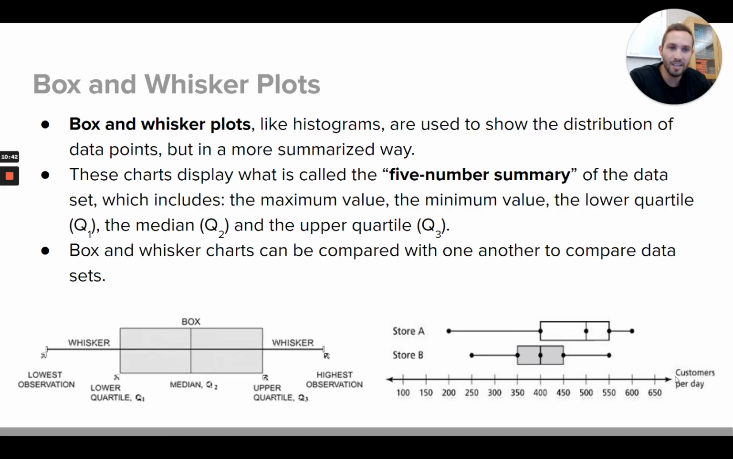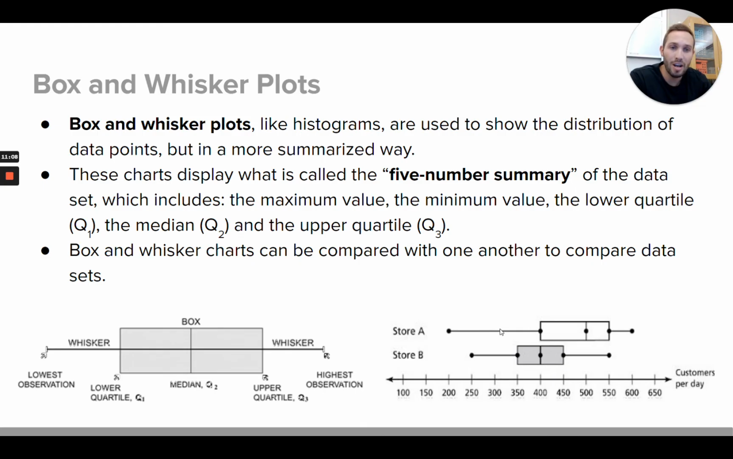Like in this case, we're looking at customers per day at store A and store B. And so there was all these numbers collected each day. They measured how many customers came. And what they're showing you is a summary of all that data that was collected. They're showing you the minimum value, the lowest number of customers that showed up on a given day at store A and store B, the highest number of customers that showed up on any given day, the median number of customers that show up on any given day.